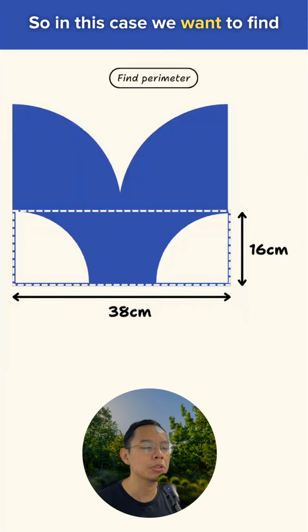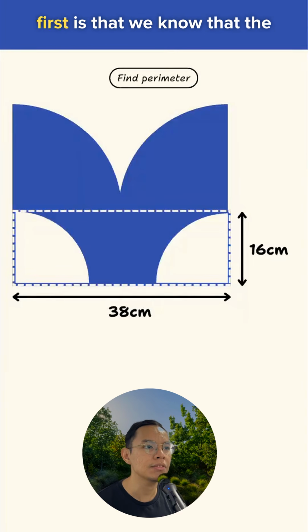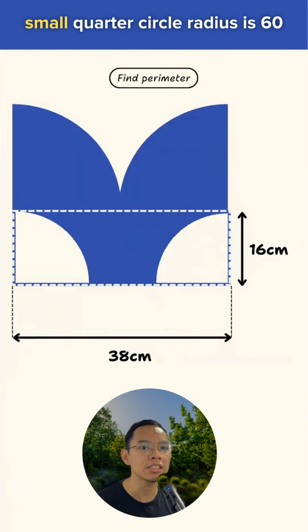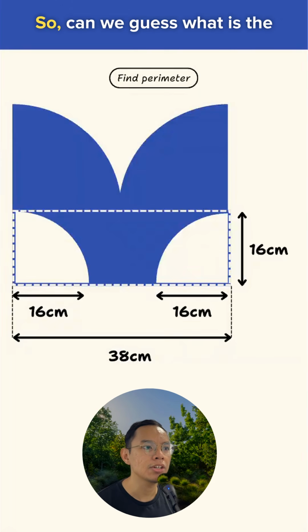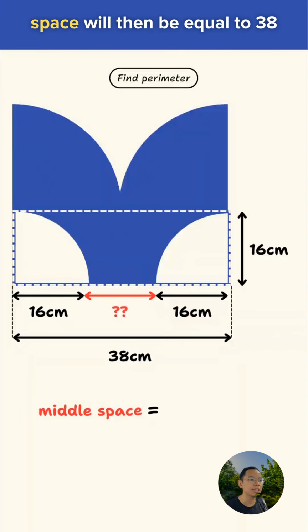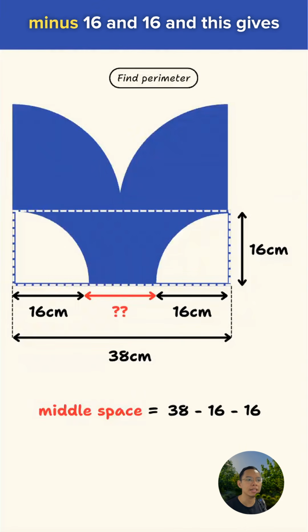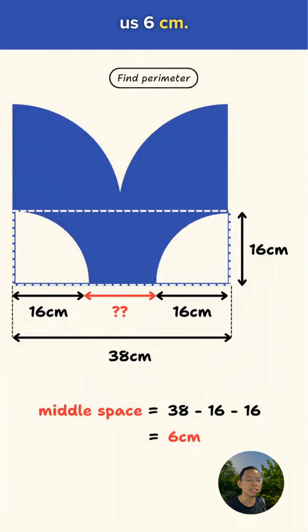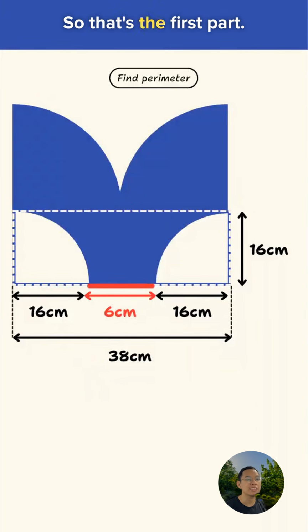So in this case, we want to find the perimeter. But first thing first, we know that the small quarter circle radius is 16 centimeters. So can we guess what is the middle space length? In this case, the middle space will be equal to 38 minus 16 and 16. And this gives us 6 centimeters. So that's the first part.